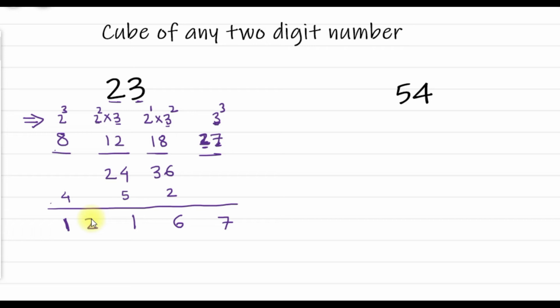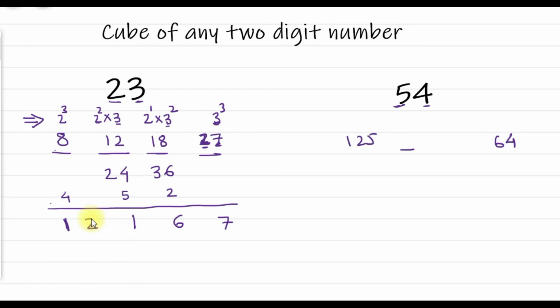I hope the method is clear. So let's revise and reconfirm the method for 54 cube. So what is the very first step we do? We have to get our first 4 numbers. So while doing that, the last number is 4 cube. So I'm writing 4 cube, that's 64. The first number is 5 cube, that is 125.